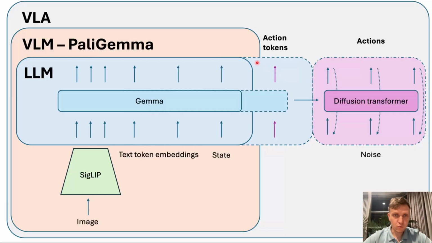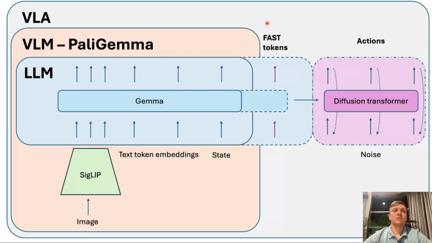But there are two ways actually to predict actions using Pi0. Way number one is to use FAST tokens. I will not go into details, but FAST is a way of action tokenization developed by Physical Intelligence that uses some principles that are used for image compression and so on.